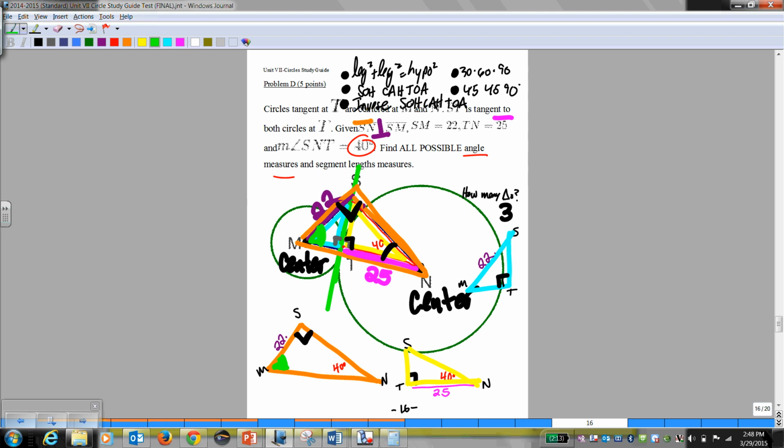Notice that's also going to be part of the blue angle. So we're going to go 90 plus 40. Of course, that's 130. Take it away from 180, and we get 50. So this angle right here is 50. We're going to pull that 50 over, and that 50 is also going to come over here.